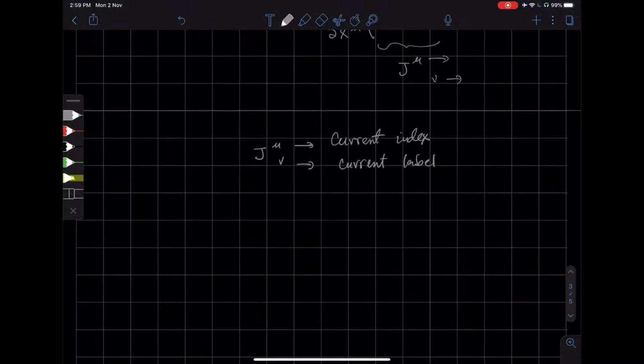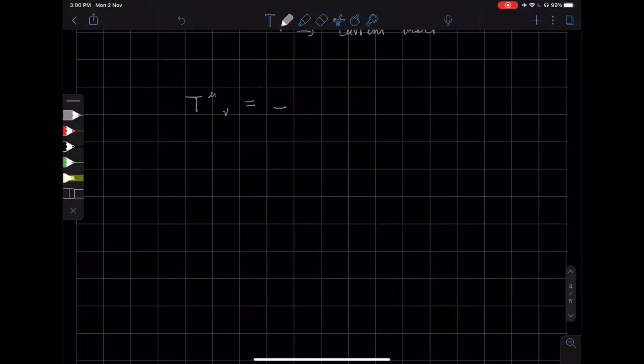So the 4 currents that we are going to find conserved are going to be T mu nu minus delta mu nu times L. And then there's going to be another term which is going to be del L by del mu of phi times del mu of phi.